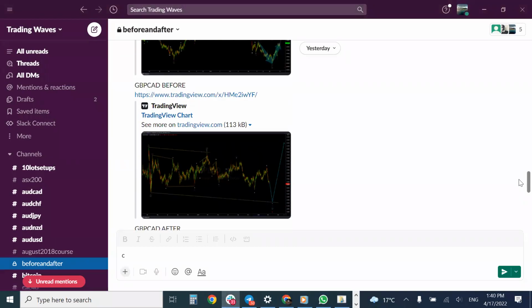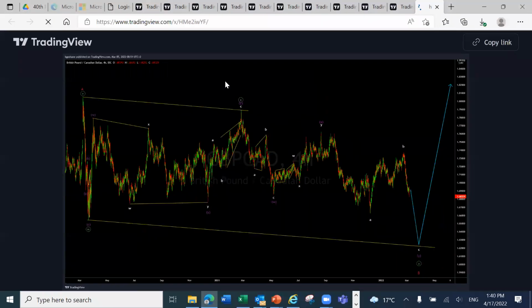Let's have a look at more. Pound CAD, I can't remember if I showed you Pound CAD before last week. So Pound CAD, we're simply looking for this one to drop here after making these 1, 2, 3 waves here in the Y degree. We expect this to continue down here and make a reversal here.